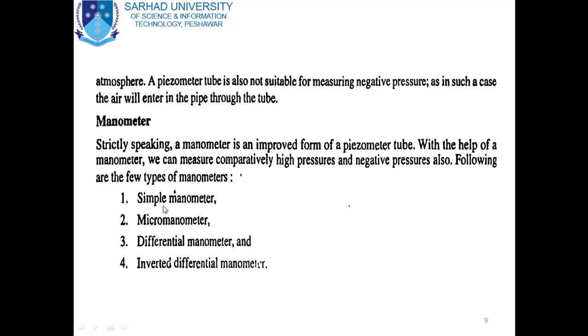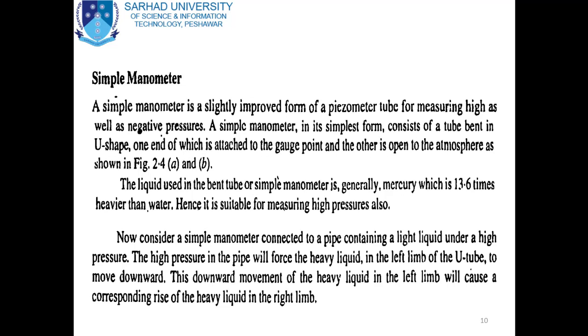Number 1, simple manometer. Number 2, macromanometer or micromanometer. Number 3, differential manometer, and number 4, inverted differential manometer. So these are the different types which are used to measure high pressure or negative pressure also. Now we will study these types one by one. So first is the simple manometer.